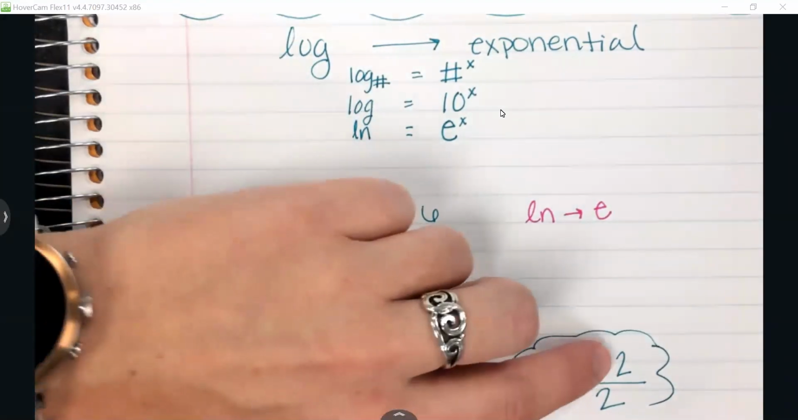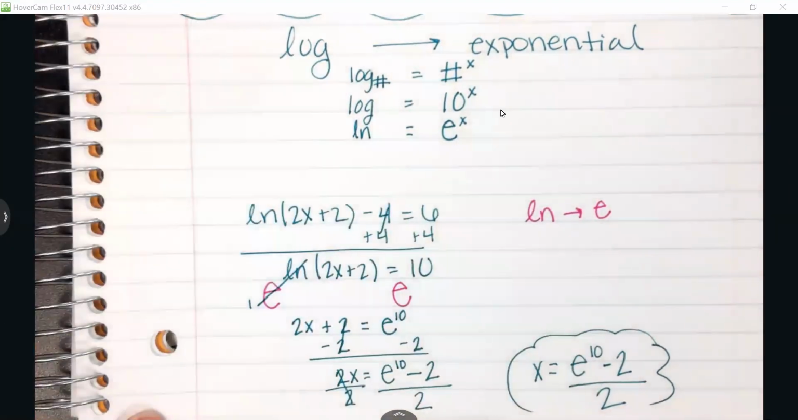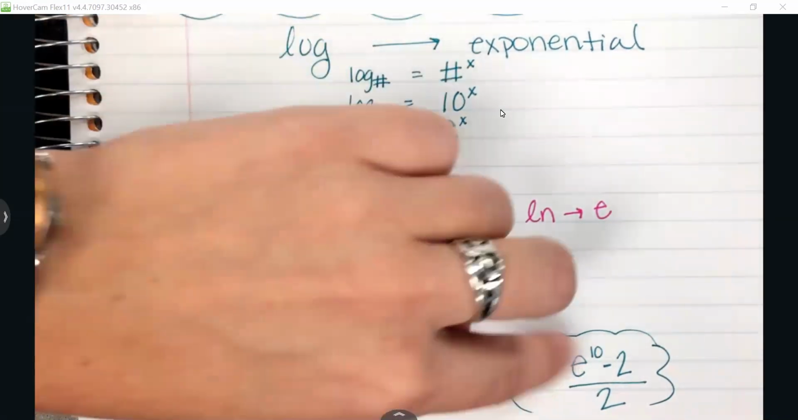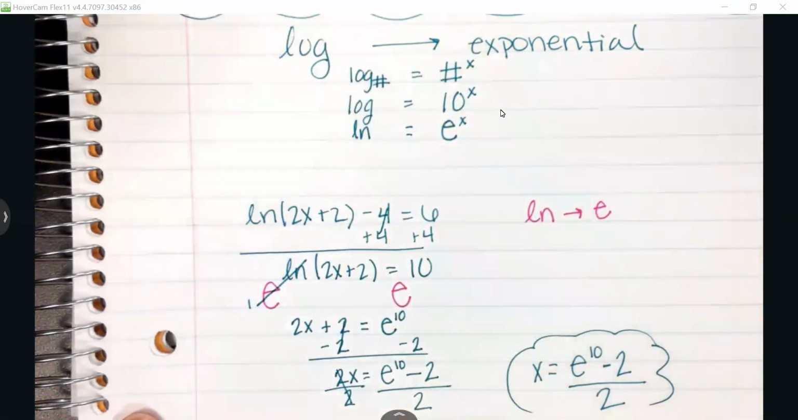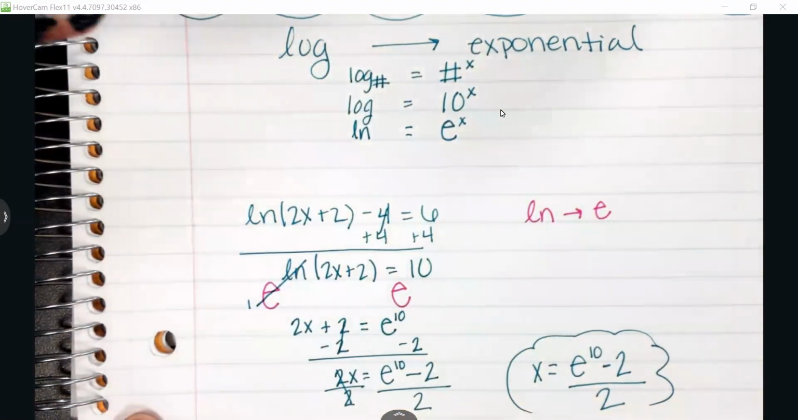Can I simplify this 2 divided by 2? Yes or no? Why not? Because that e is attached to it because there's a subtraction sign. Very good. You can't do that. Okay. All right, we're going to go do 2 more.